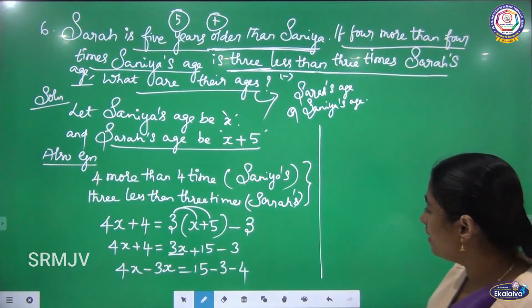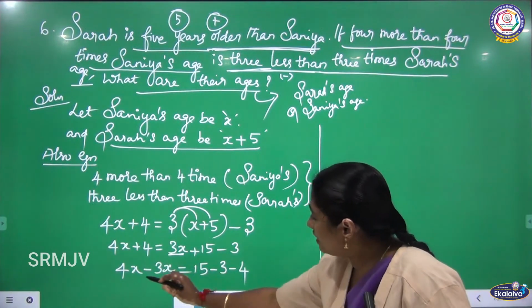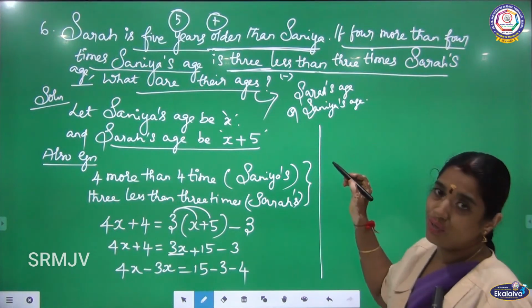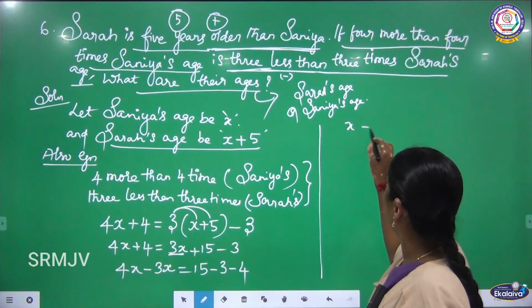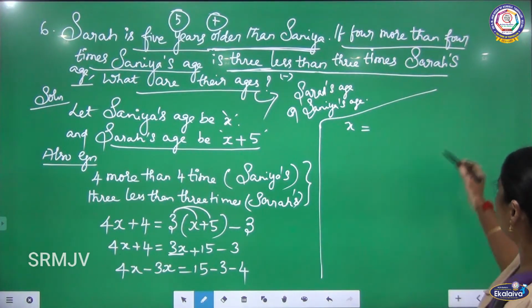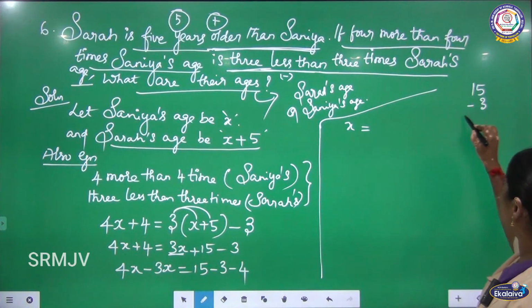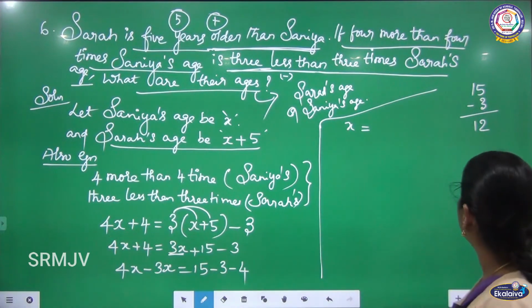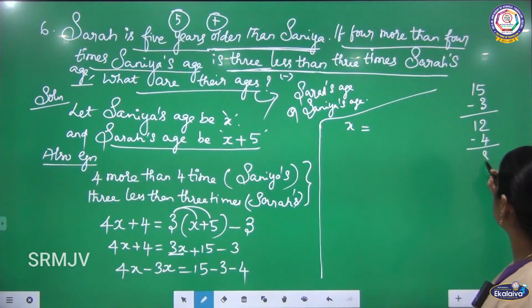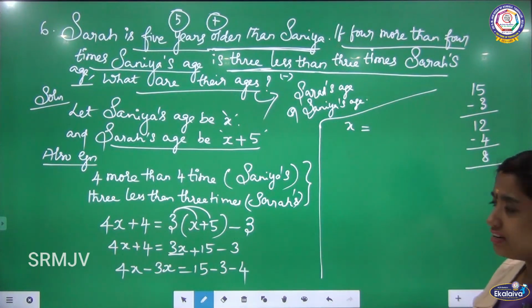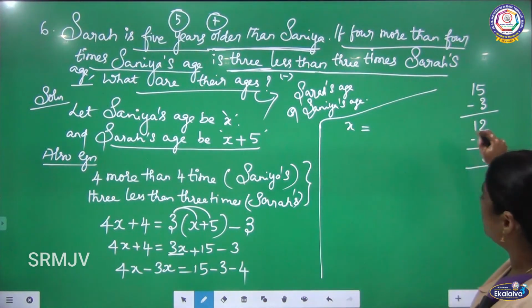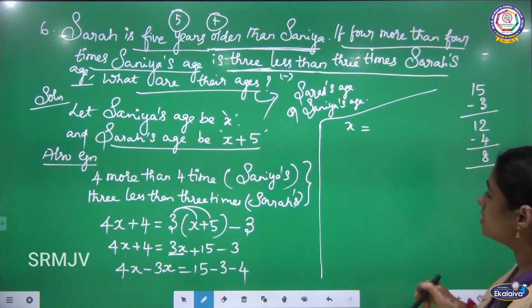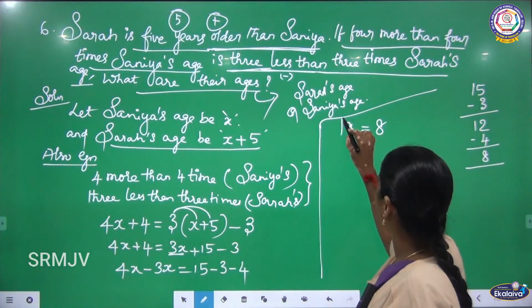Is it clear? Now listen, I can simplify this. 4x minus 3x is what? 1x. So 1x is equal to x. So x is equal to, now listen, 15 minus 3. What is my answer? 12. Again 12 minus 4. What is the answer? 8. Is it clear? 15 minus 3 is what? 12. Again 12 I am going to subtract with 4. So 12 minus 4 is what? 8. So x is equal to 8.